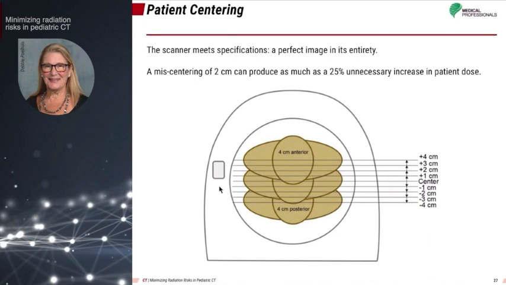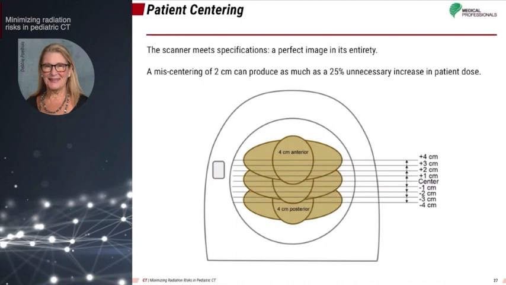Verifying that the center of the patient coincides with the center of the CT gantry is a significant part of the dose reduction strategies that is under the control of the CT technologists. A miscentering of 2 centimeters can produce as much as a 25% unnecessary increase in patient dose. Here we can see the center, the isocenter, and then off-centering at different levels going up and at different levels going down.